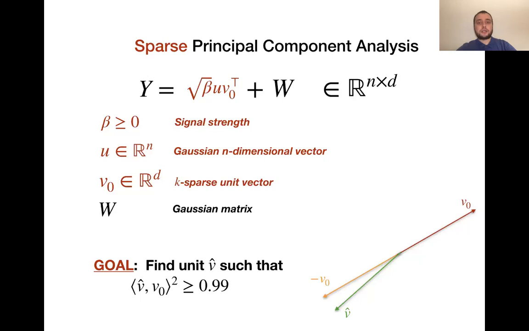So the goal is to recover the vector V0, more formally to find a vector V hat such that the squared correlation of V hat and V0 is close to 1. It's not difficult to see that there's no information about the sign of V0 in Y, so it's impossible to recover the sign. But if beta is large enough, it's possible to find a vector V hat which is correlated either with V0 or with minus V0.